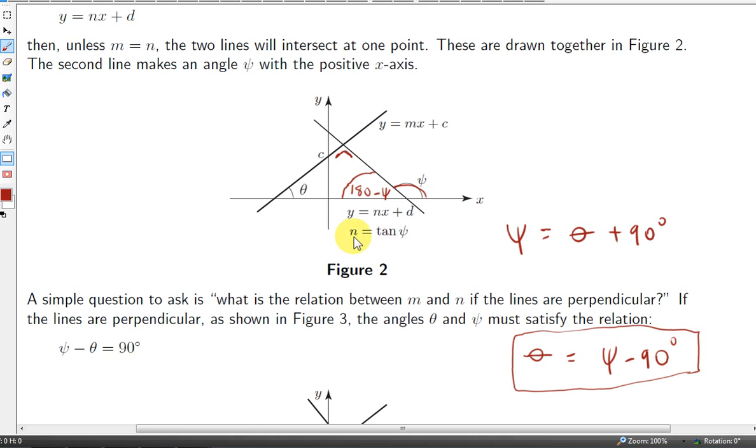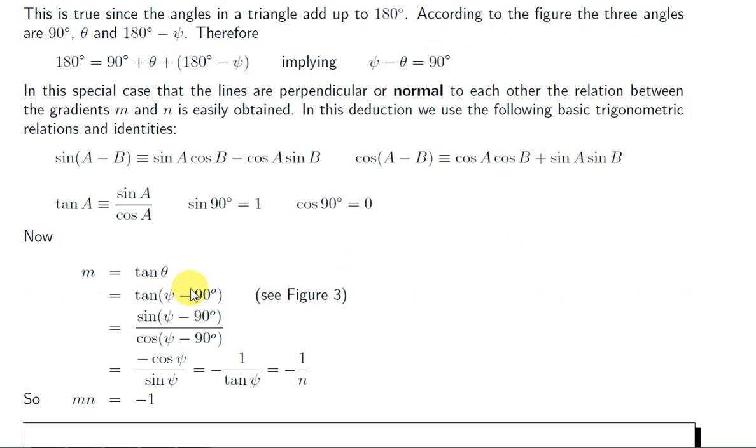Now we're going to get the connection between n and m, where m is tan theta and n is tan psi. So we're going to take the tan of both sides of this equation. We get the tan of theta, and that's equal to the tan of psi minus 90. This is true for any two lines.